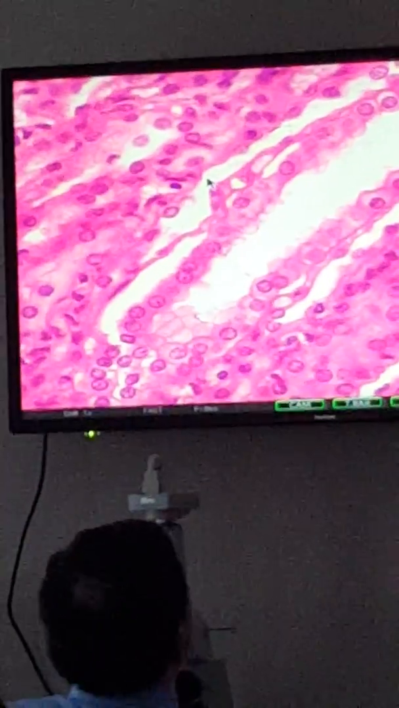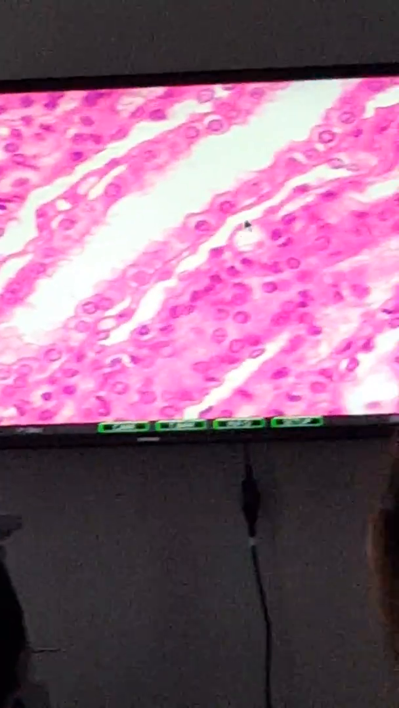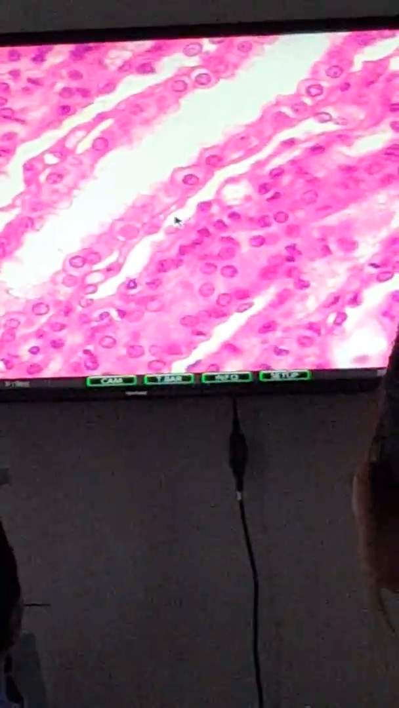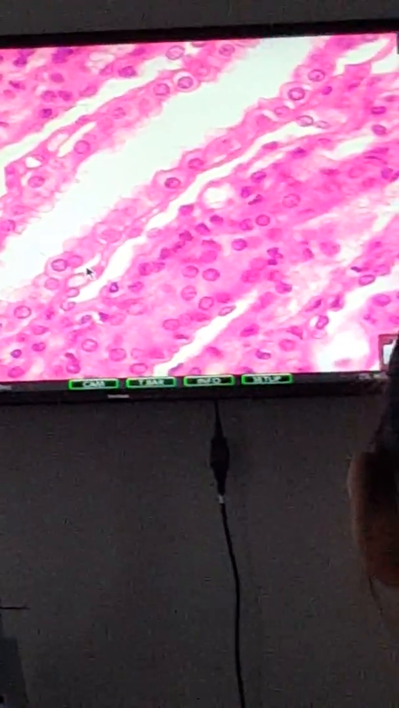See, here's another, look here, right here. This is another simple squamous epithelium right here. Okay, so that's a segment of the loop epithelium. That's how I figured that out.